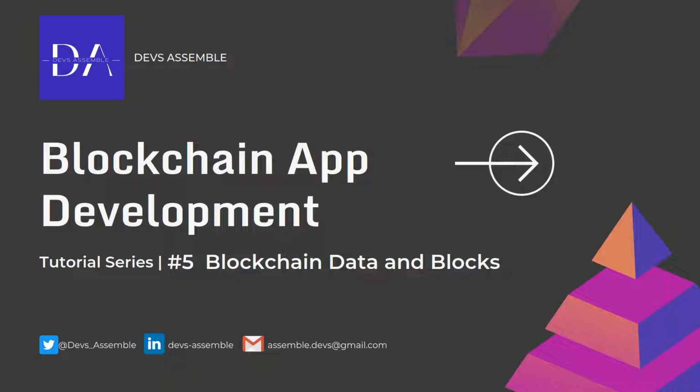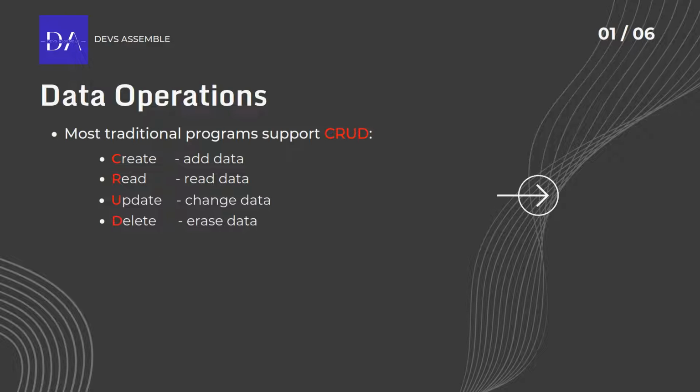In this video, we are going to talk about the data and the blocks stored in the blockchain. In traditional applications, we store data in a data store. It could be a file such as your spreadsheets or Word documents, or it could also be your database. Regardless of what type of data repositories we are using, we can have four types of data operations. They are called CRUD operations.